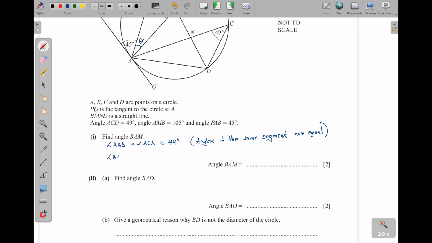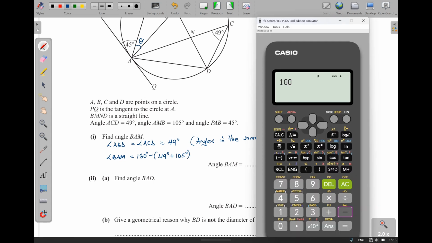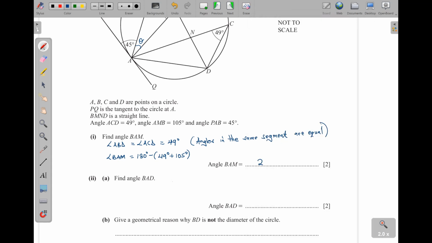Okay, now let's get that one here. Angle BAM is therefore going to be equal to 180, because you know that angle sum in a triangle is 180. So we shall subtract the 49 when it is added to the 105. So what do we get? 180 minus 49 when it is added to 105. Then this is 26. So our answer here is 26 degrees.